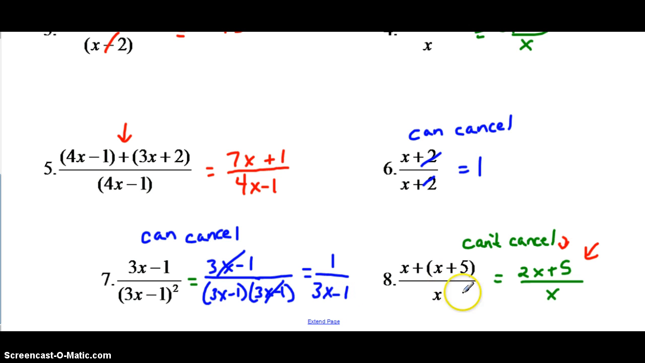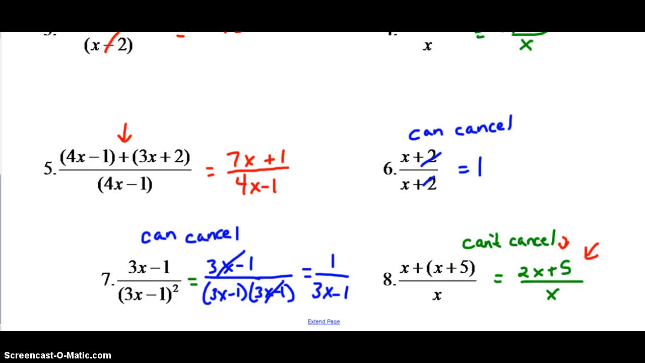And our last example, number 8, you cannot cancel here. They're being added. You combine like terms. 2x plus 5 over x. Again, we cannot cancel these x. They're terms here. They are not factors, so they can't be canceled.